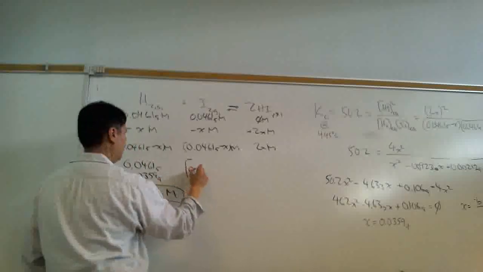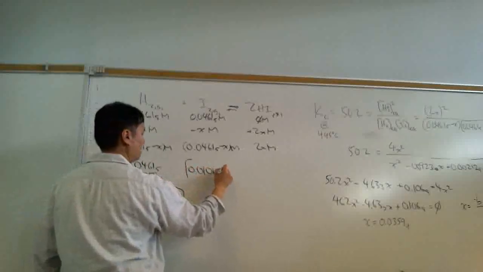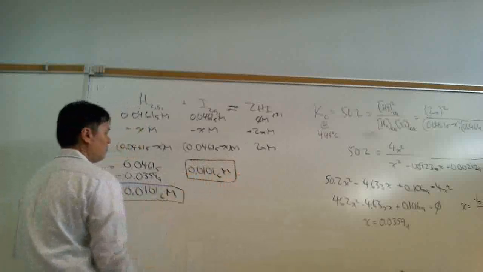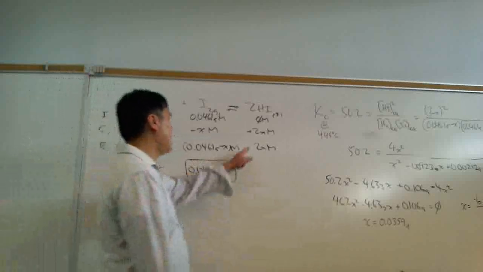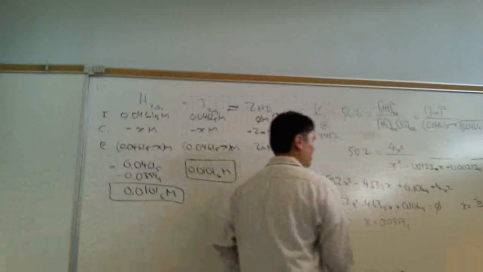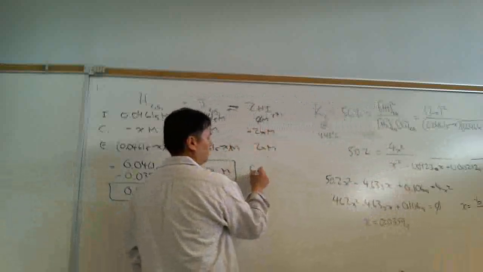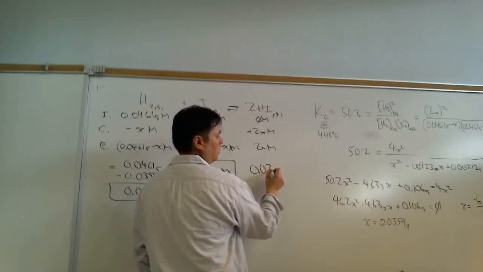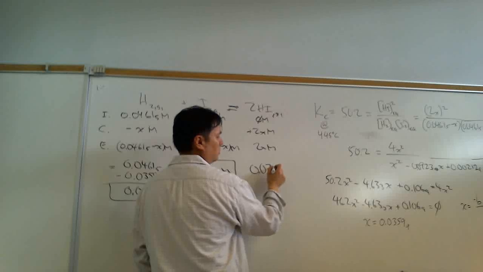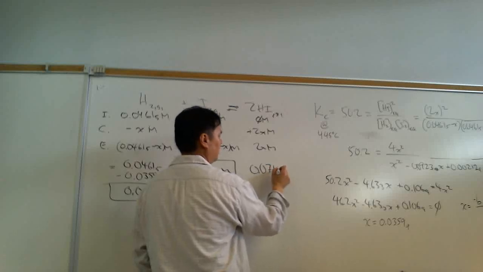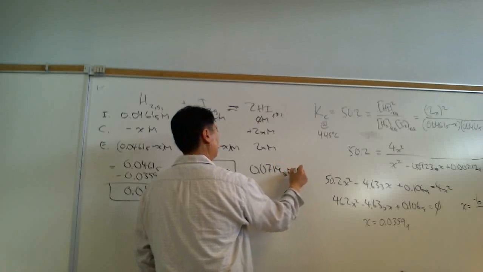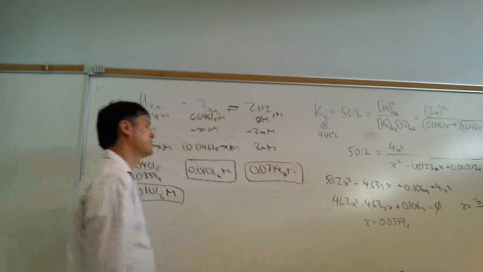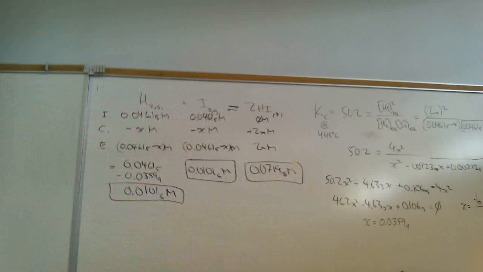So 0.01016 molar. And the iodine should be double this. So can somebody double X? Let's see what we come up with. 0.7198. I'm going to carry these extra digits because sometimes they help when we double check our answer.